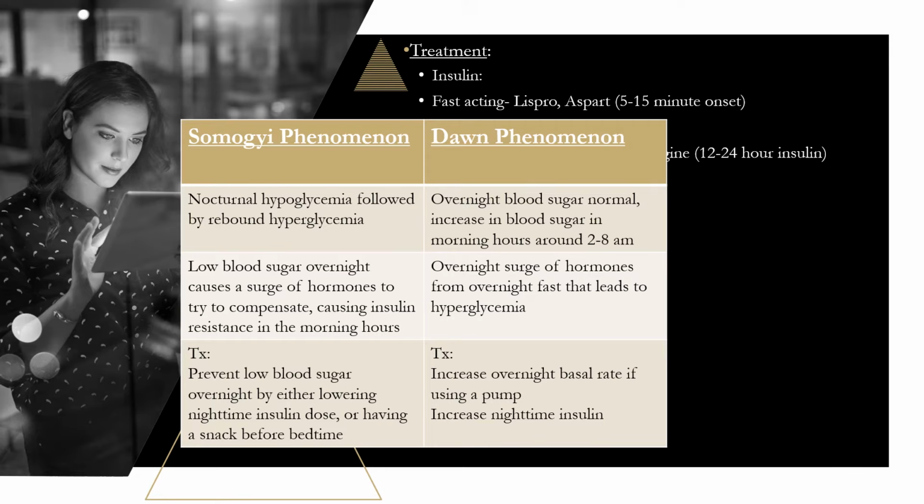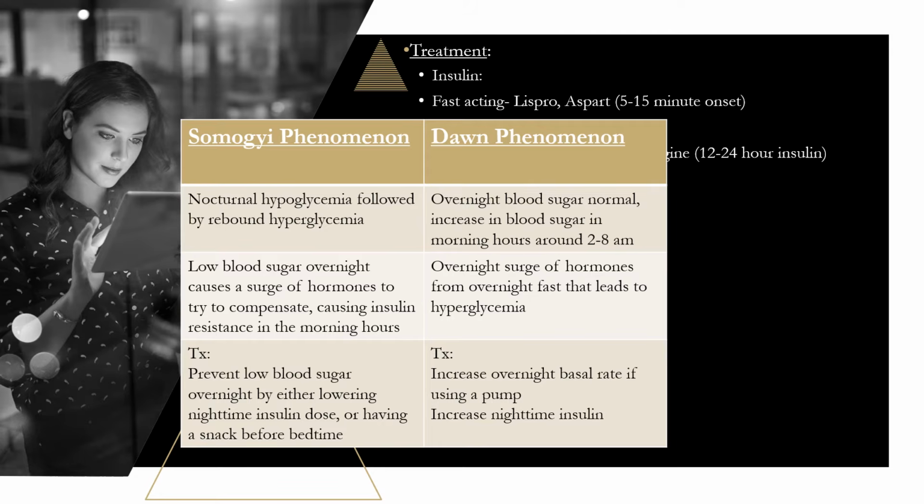So all you really need to know about this is it's going to be an overnight low blood sugar followed by rebound hyperglycemia. And the way you're going to treat it is basically just prevent the low blood sugar from happening. So you're either lowering their nighttime insulin, having them have a snack before bedtime. But remember Somogyi, the way I've seen it, for some people to remember it, is so much or "so moch" insulin, M-O-C-H, so much insulin, and Dawn phenomenon. People remember that by "down" insulin, because down insulin is actually when the blood sugar is normal overnight.